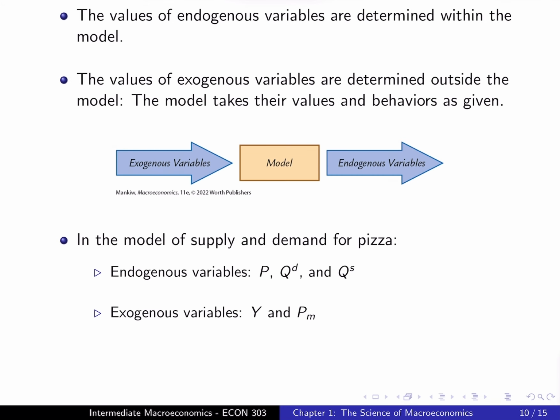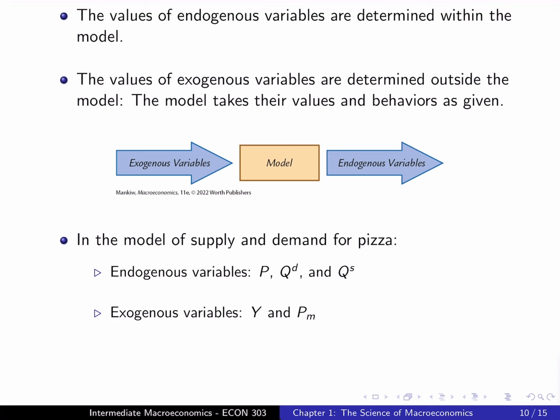Let's now talk about an important distinction economists make when building models: endogenous versus exogenous variables. Endogenous variables are those whose values are determined within the model. Exogenous variables are those whose values are determined outside the model. The model takes their values and behaviors as given.